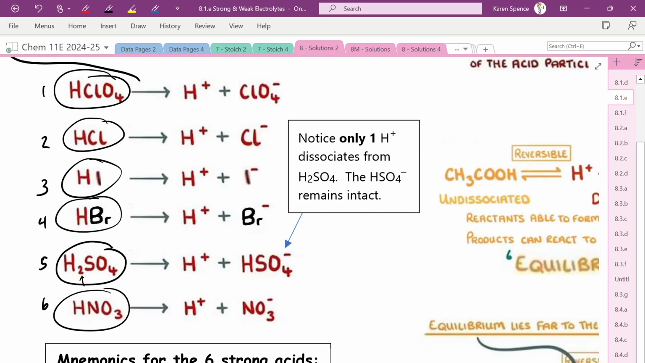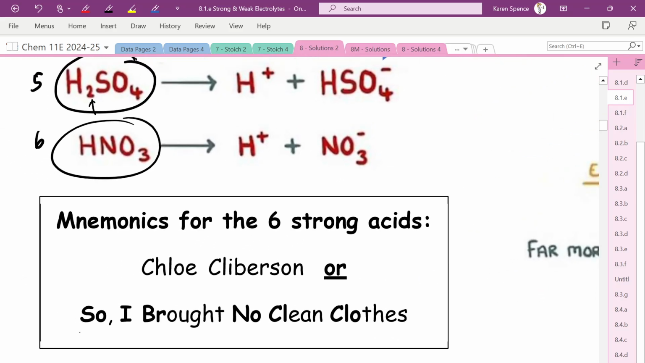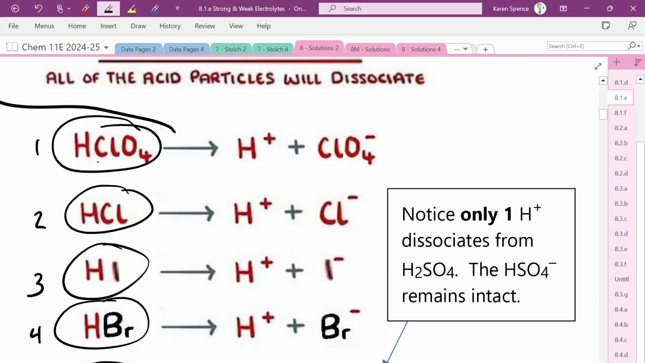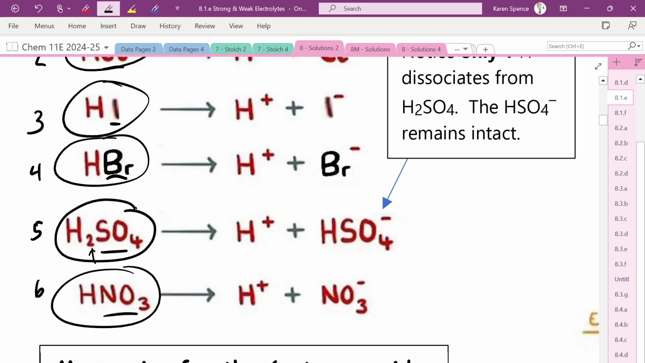Or, if you don't like that one, you can ask your good friend Chloe Kleiberson. Okay, so either of those can help you to remember them. It's not a big deal if you don't remember them this year. I'd like to have you memorize them just because it'll help put them in your mind, just like having nitrates always soluble and those sorts of things.